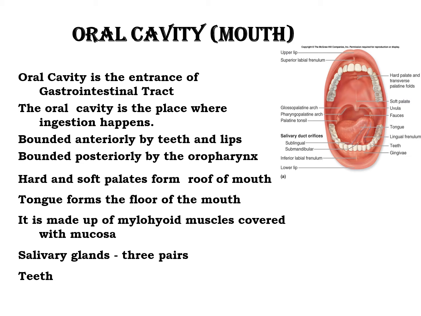The oral cavity is bounded anteriorly by teeth and lips and posteriorly by the oropharynx. The roof of the mouth is formed by hard and soft palates, while the floor of the mouth is formed by the tongue. The tongue is made up of mylohyoid muscles which are covered with mucosa. Salivary glands are also present in the mouth. There are three pairs of salivary glands which secrete saliva, and teeth are also present in the oral cavity.